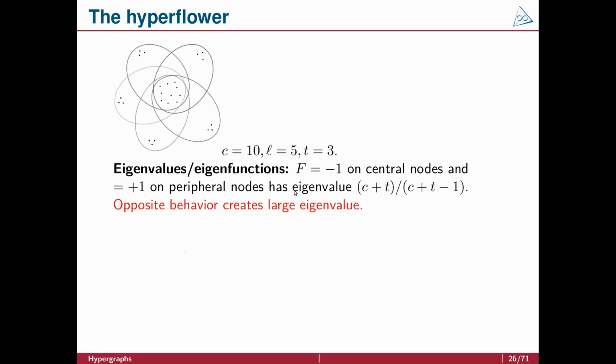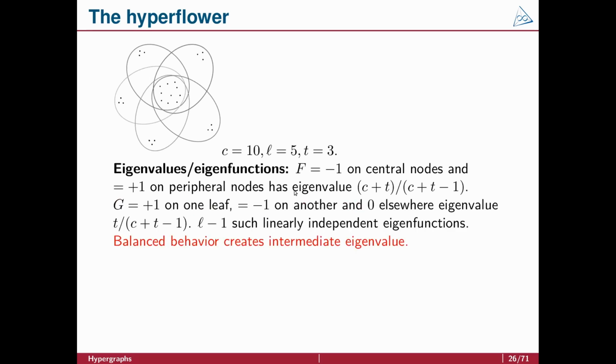First of all, we can not only compute the eigenvalues, we can also construct the eigenfunctions, and that gives us information. If you want to find them, you usually try very simple things. So we put just -1 on the central nodes and +1 on all the peripheral nodes. And in fact, that gives you an eigenfunction for the eigenvalue (c+t)/(c+t-1). And that is the largest eigenvalue that we can get here. And in fact, that is caused by the opposite behavior. So the eigenfunction behaves oppositely at the center and at the periphery.